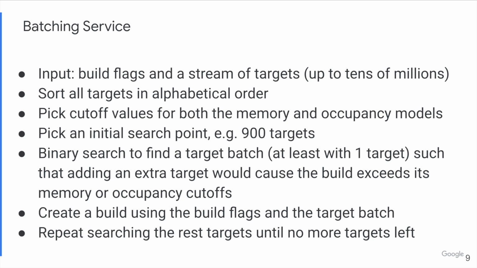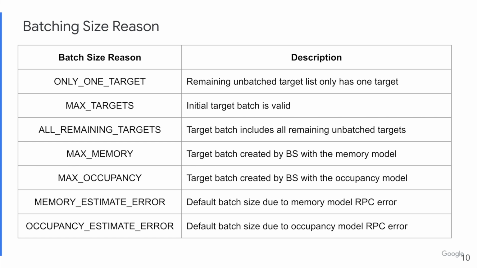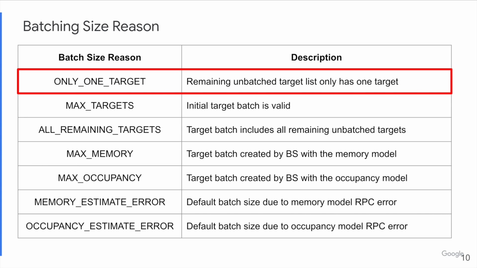And then we would create a build using the build flags and target batch. And finally, we repeatedly search the rest of the targets until no more targets are left. We group the batching size reasons into the following categories. For the only one target batch size reason, it means the remaining unbatched target list only has one target, so we just blindly use that target as a single target batch.